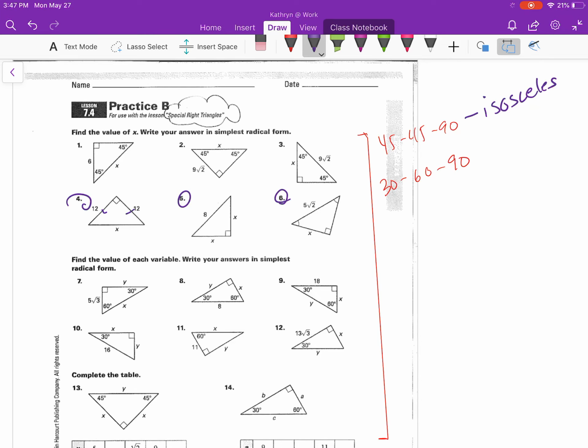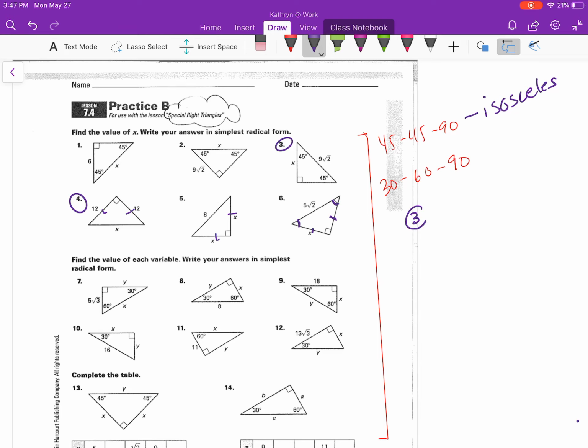We've got 12 and 12, or x and x, or two base angles that are congruent, so my two sides are congruent. So those are definitely 45, 45, 90 problems. Let's do, how about number 4, and we'll also try number 3.